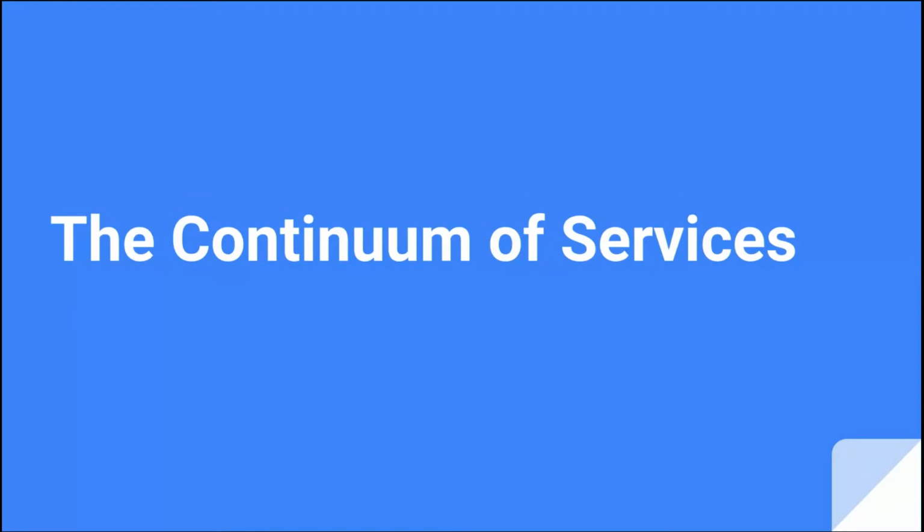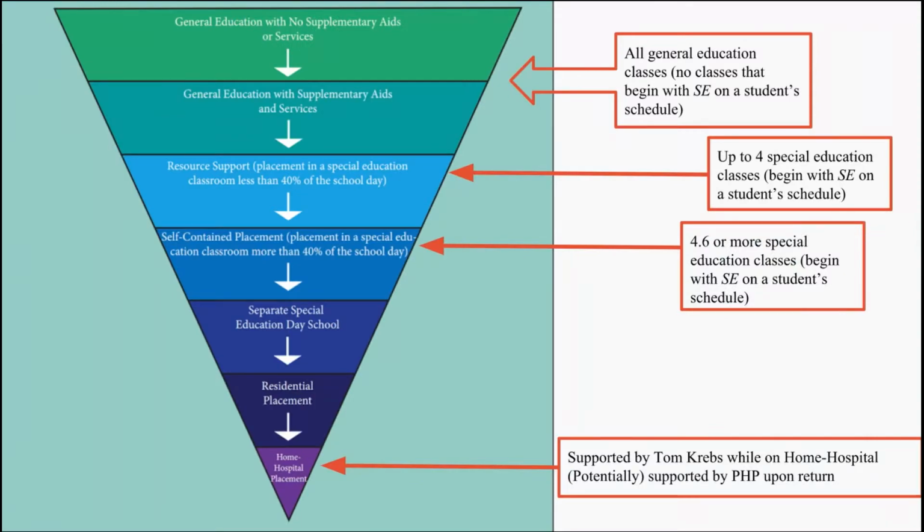The continuum of services. This graphic shows the continuum of services for students with IEPs. Once a student is found eligible for special education services, the IEP is developed, including services and placement. With regard to special education supports and services, all students must be serviced in the least restrictive environment, or LRE.